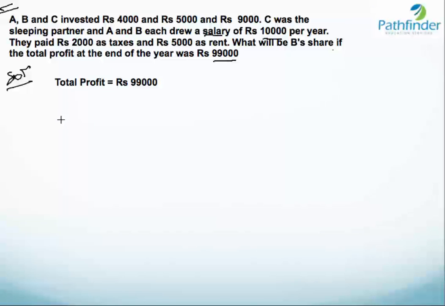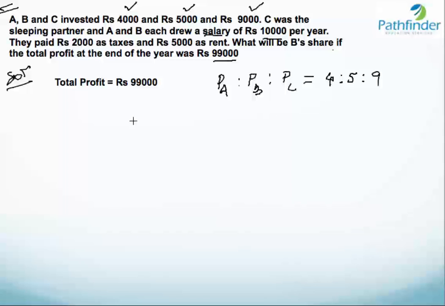So the next thing we need to do is find out the ratio in which the profit will be shared between A, B and C, which is denoted as PA, PB and PC. So once again the profits will be shared in the ratio of their investment, that is 4,000, 5,000 and 9,000. So this comes to 4 as to 5 as to 9. If you reduce 4,000, 5,000 and 9,000, we will get 4 as to 5 as to 9. So can we apply this ratio straight away?